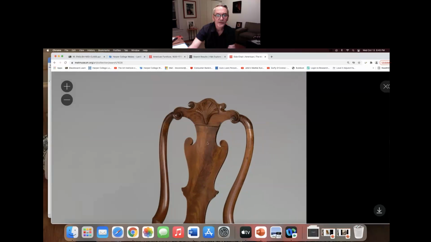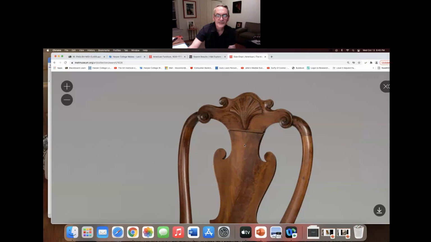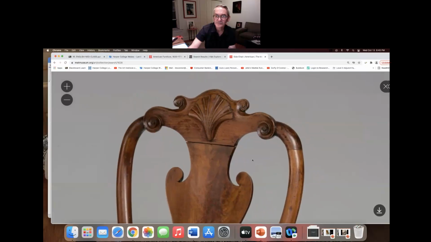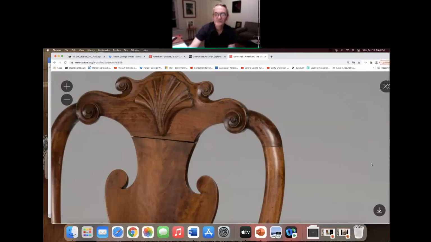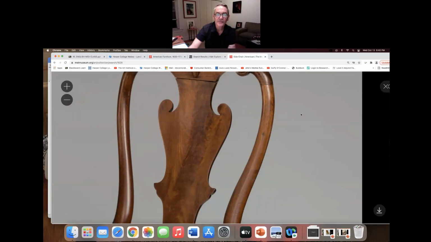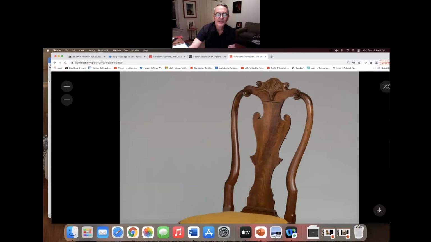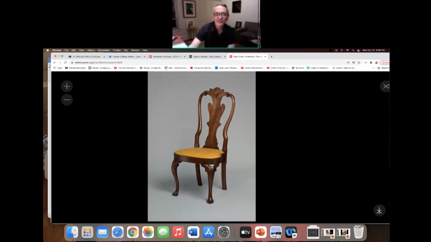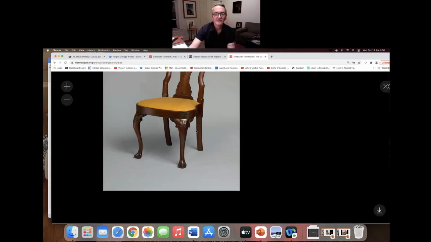Get really close here. You can see some of this nice carving. So you have this spiral shell, and still pretty simple. There's no gilding on this anywhere. But you can see that the backsplat has this really sharp kind of bird beak, which is sometimes referred to as a hawk's beak.